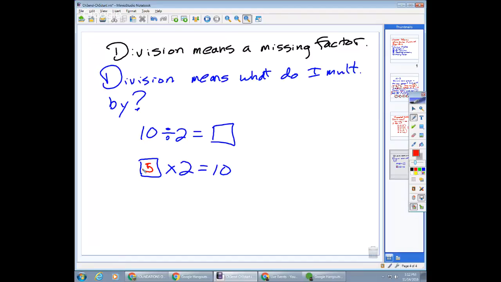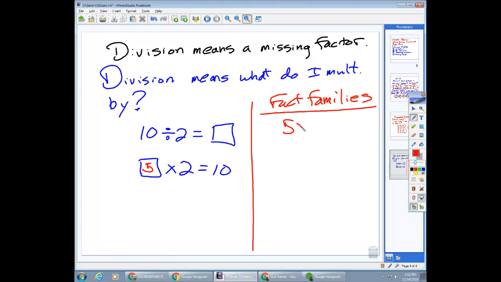I mentioned this relies on fact families. So the fact family here would be, we should know 5 times 2 is 10. What's another fact that goes with that? 10 divided by 2 is 5. What's another fact that goes in here? 2 times 5 is 10. And what's the 4th fact? 10 divided by 5 is 2. Yeah.